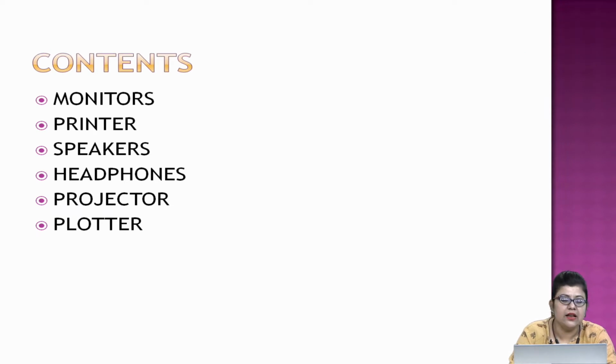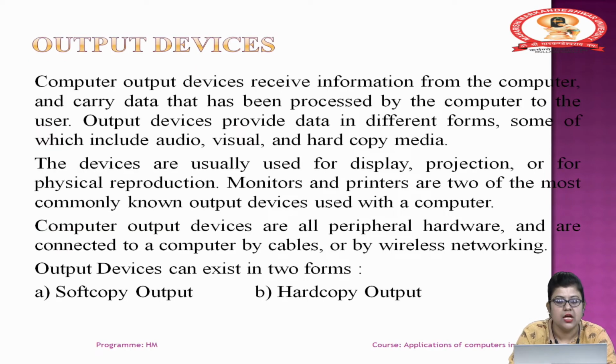Our contents are monitors. Monitors are one of the output devices, then printers, speakers, headphones, projectors and plotters. Now what is an output device? An output device is a device from which we receive the processed output from the computer, and that is displayed in different forms like audio, visual data, hard copy media on the monitor screen. The devices are usually used for display, projection and for physical reproduction.